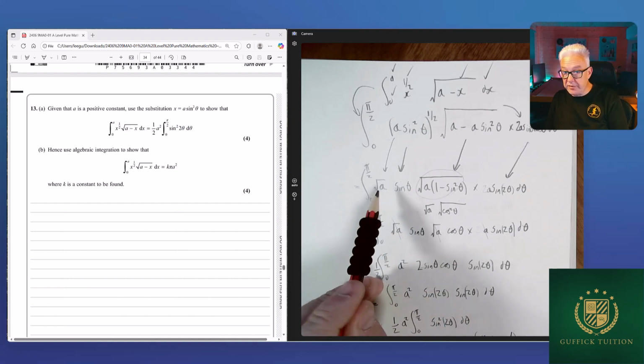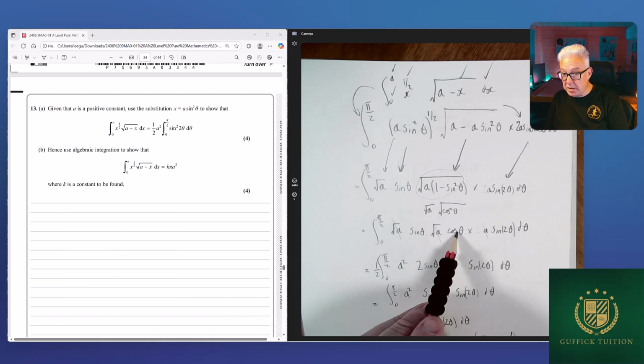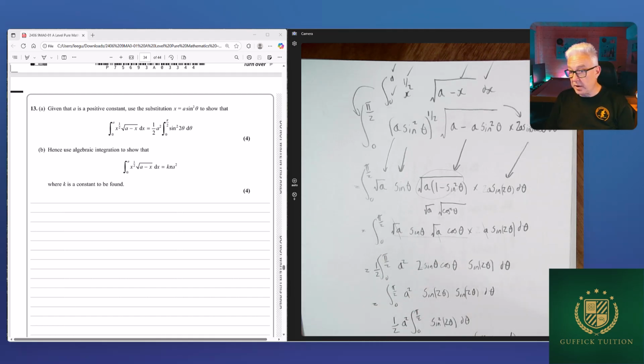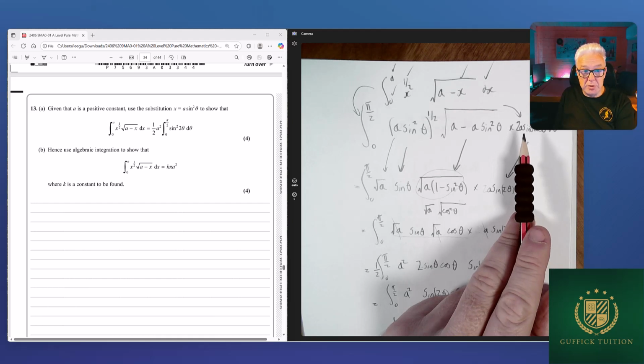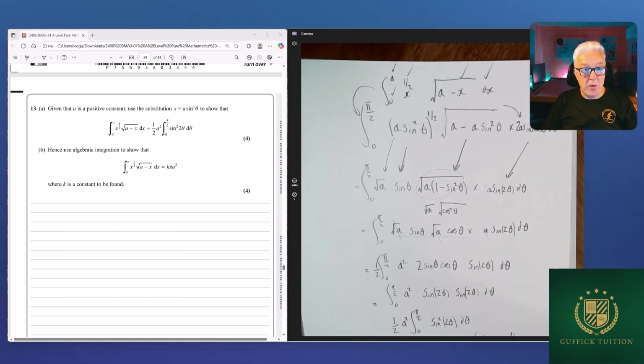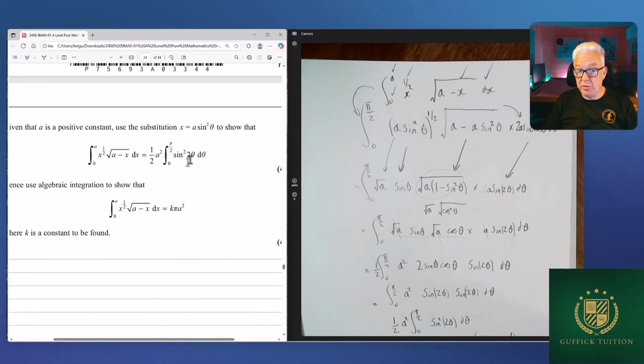Okay, so far we've got root a sine theta and root a cos theta. So all of that has been simplified. Now, you'll notice that in the question, on the right hand side, we're aiming for sine squared 2 theta. So somehow we need to be getting 2 theta into this.